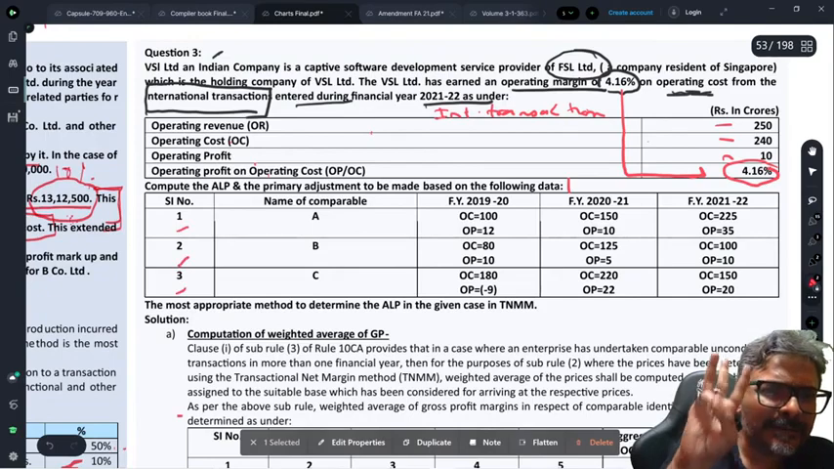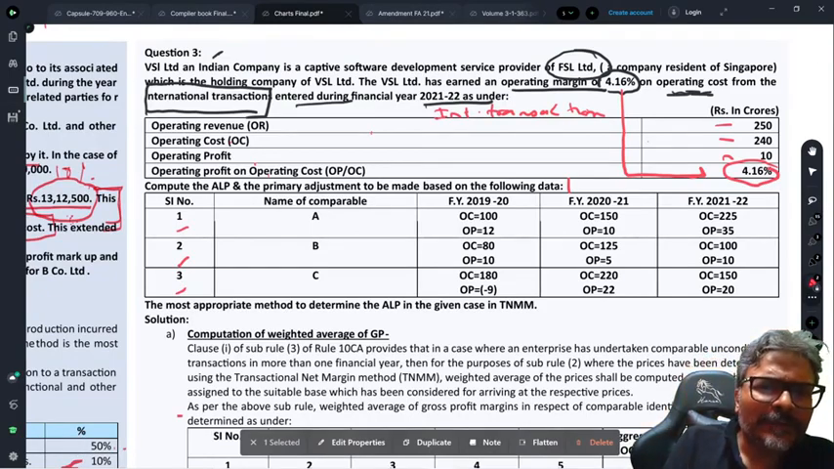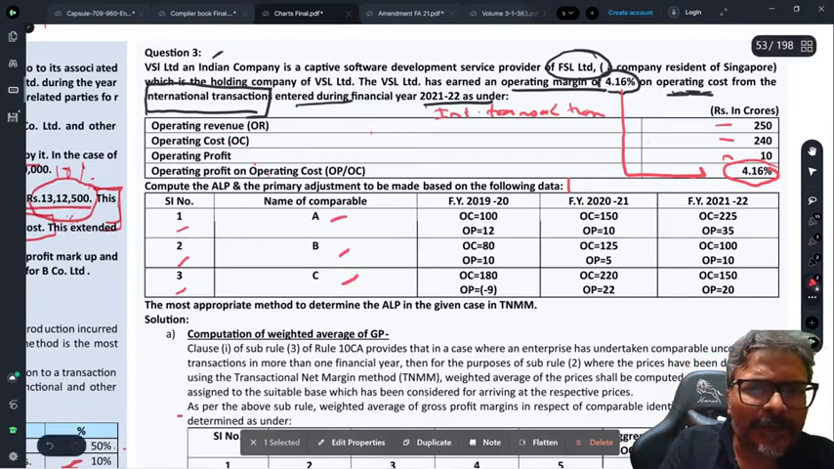There are three data that they have given to you. Students, there are three data that they have given to you. So three comparables are there. Okay, three comparables are there. And can you see that, students?